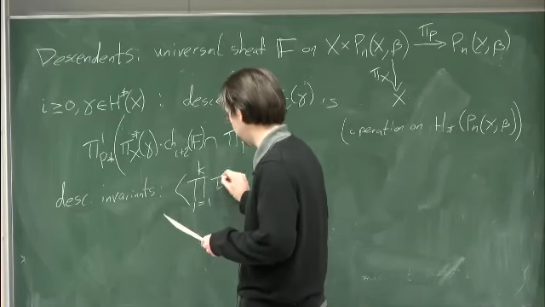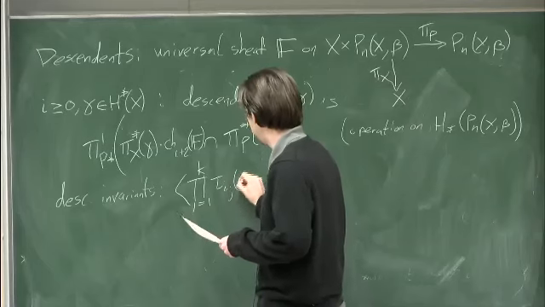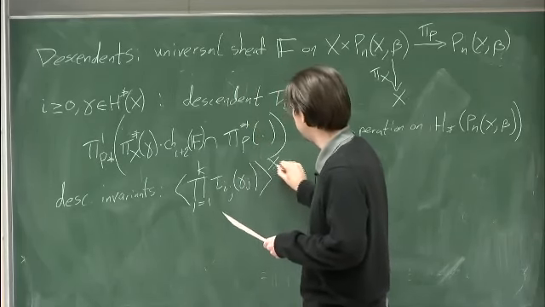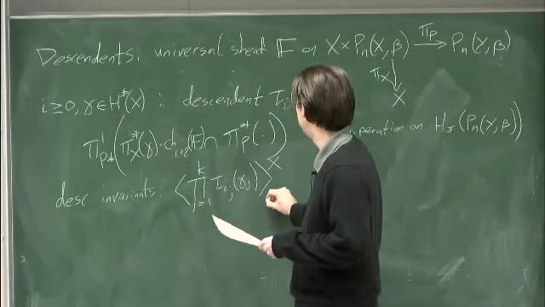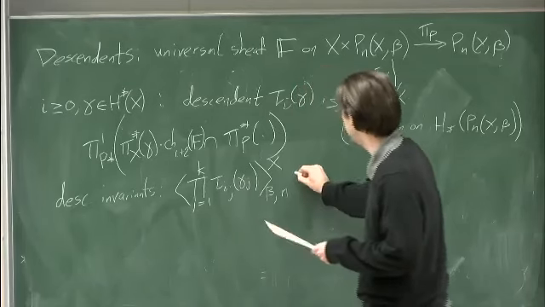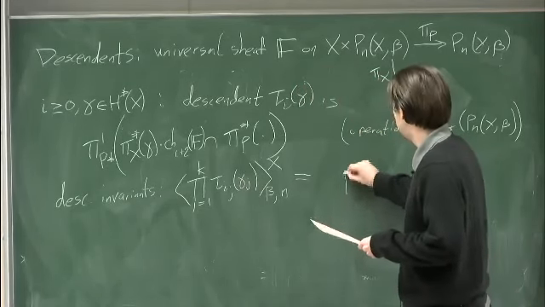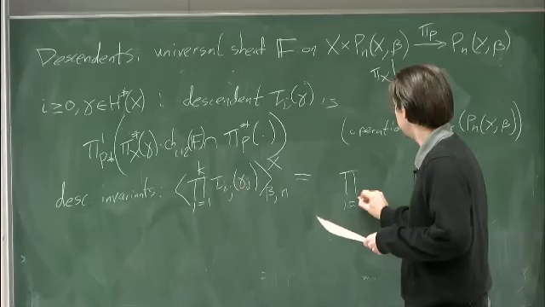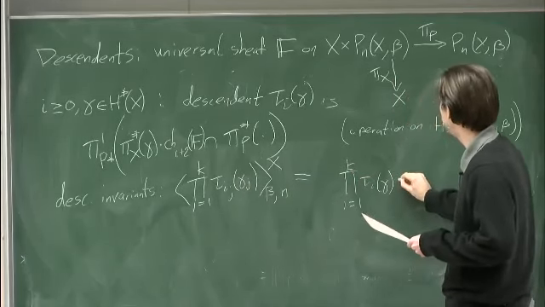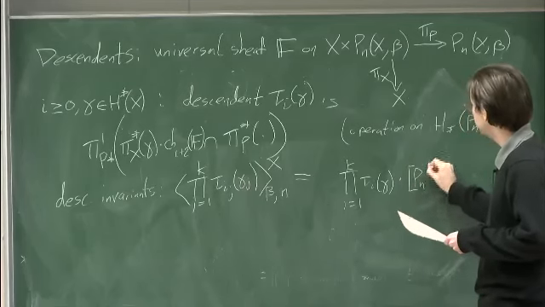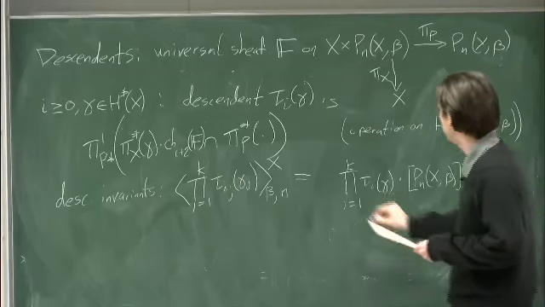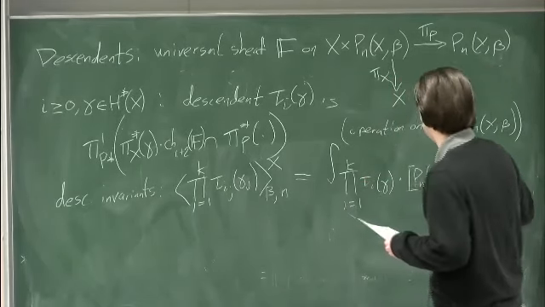So we have some number of these descendants. We still have the data before of our threefold, the curve class beta and some integer n. This is what I said it was. Take these descendants, you apply them to the virtual class. And then this is a 0 cycle, and we integrate 1 on it to count points.